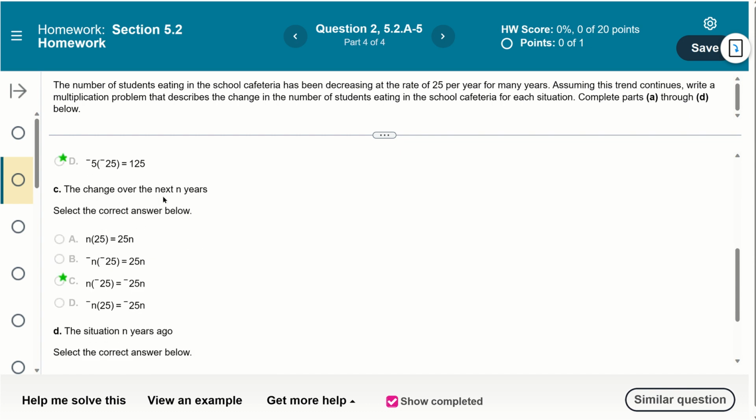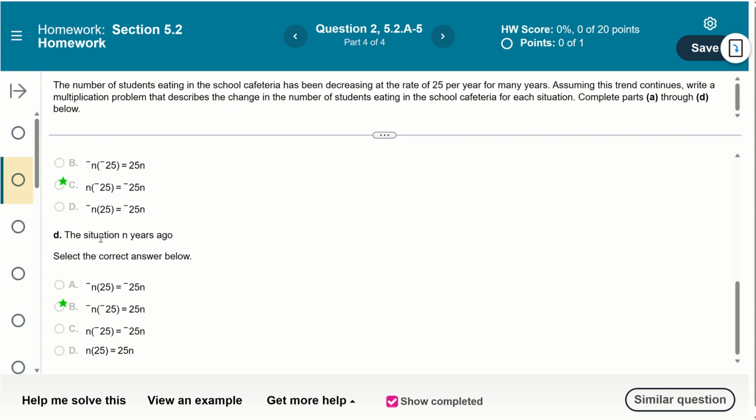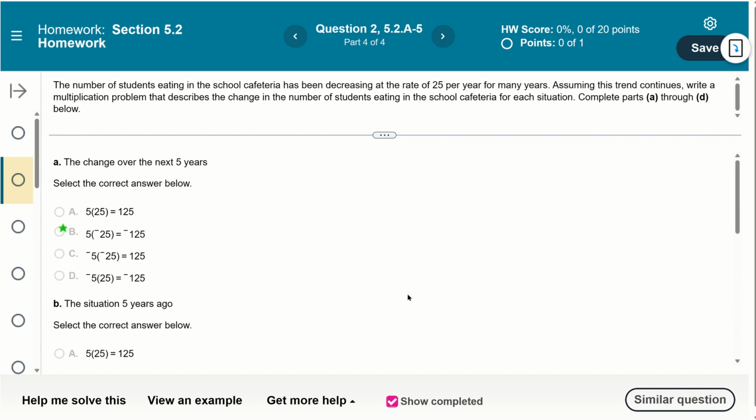So the change over the next n years, that's going to be just like we did with the first part, 5 times -25. We're just going to go n times -25, or -25n. For n years ago, of course, we're going to go -n times -25, and negative times negative is positive, so we get 25n. All right.